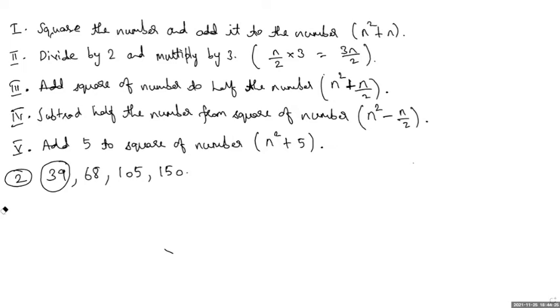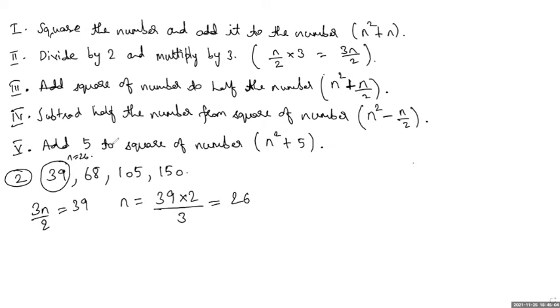So let us now check the second rule. What is the second rule? Divide by 2 and multiply by 3, that is, 3n by 2 should be equal to 39. So what is n? N is equal to 39 into 2 by 3. 39 into 2 is 78. What is 78 divided by 3? 26. Okay.